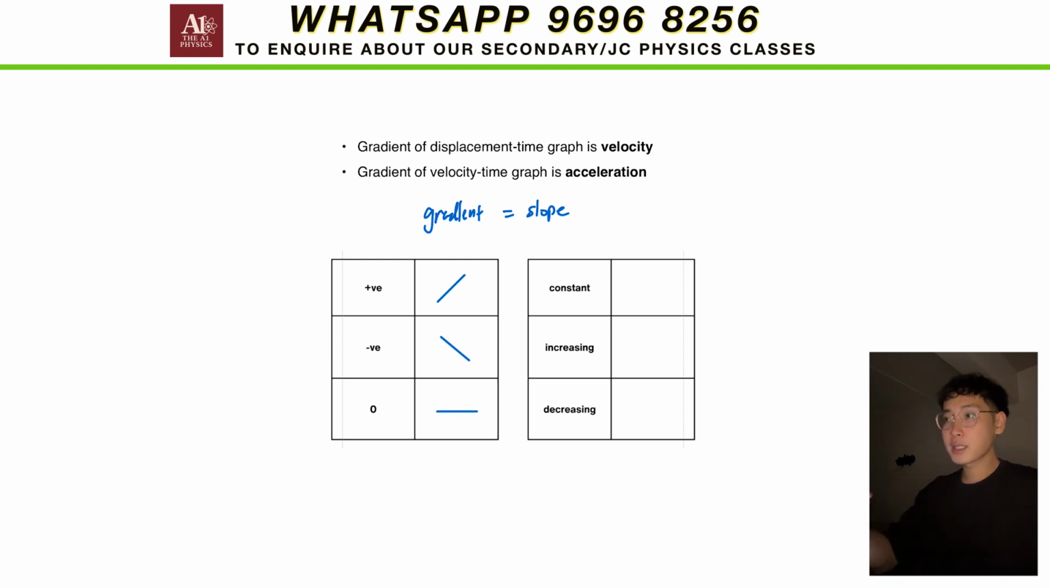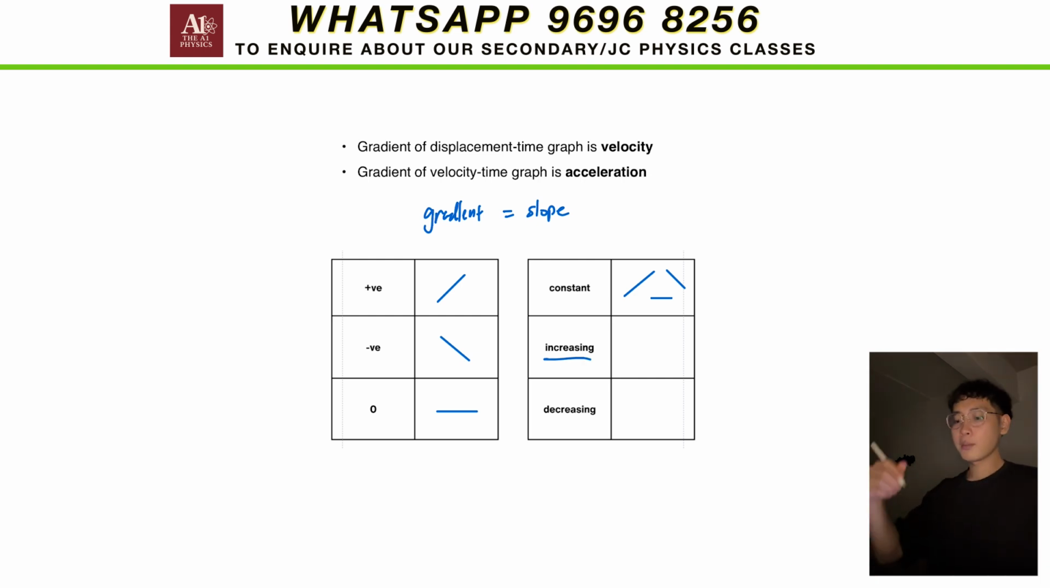Now, constant gradient means that it's a constant slope, right? Means that as time passes, it's just a straight line because the slope is constant. So constant gradient can be like this, can be like this, can be like this, right? All of these are constant gradients because the slope is constant, so it's a straight line.